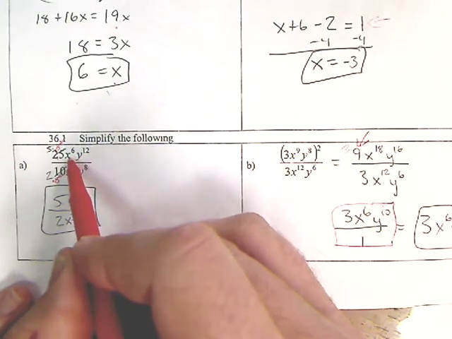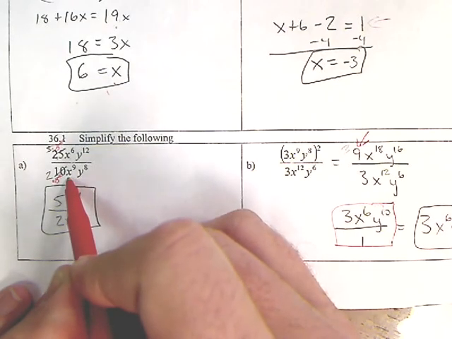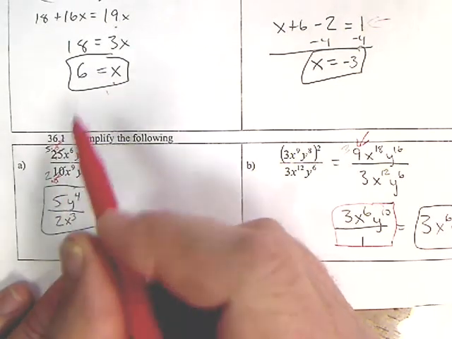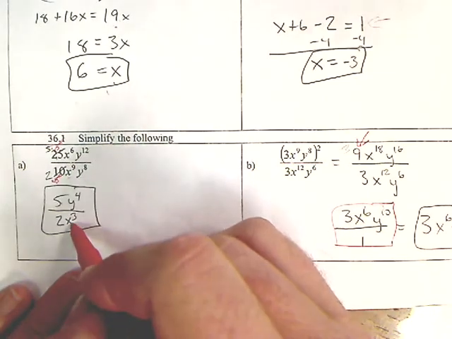I have 6 x's being multiplied together. 6 of them. There's 9 of them down here being multiplied together. Cancel out 6 of them and leaves me 3 of them down on the bottom.